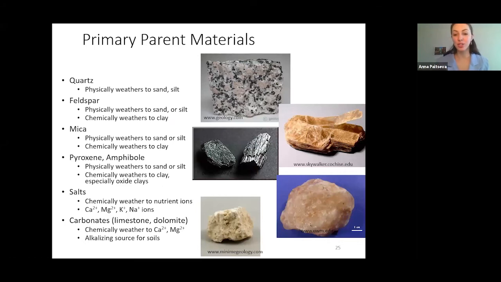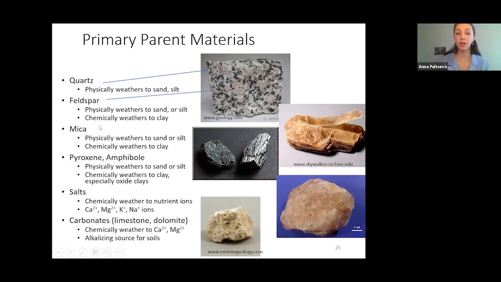So you already know these minerals and rocks, we mentioned them. This is granite, and quartz and feldspar come from granite. They're very common minerals on this earth. Quartz will eventually become sand and silt, and sand, silt, and clay are what make up the mineral portion of the soil.